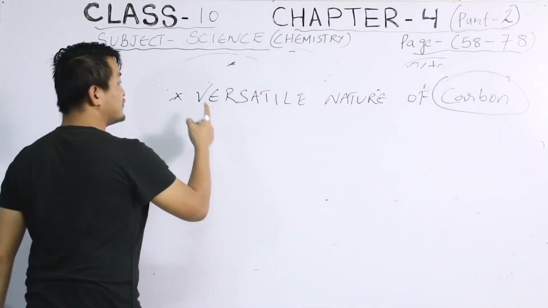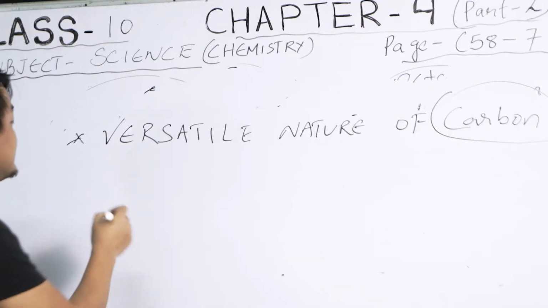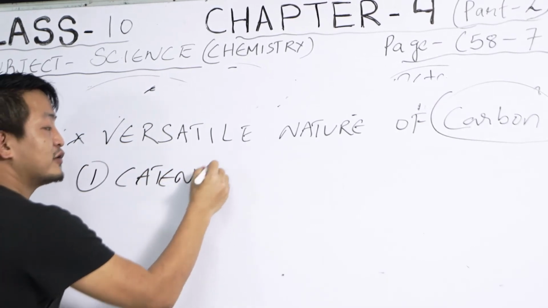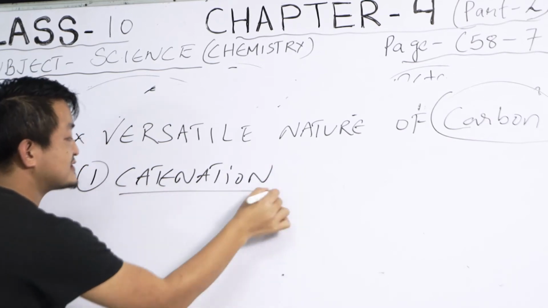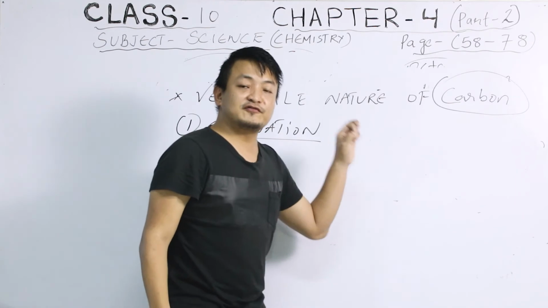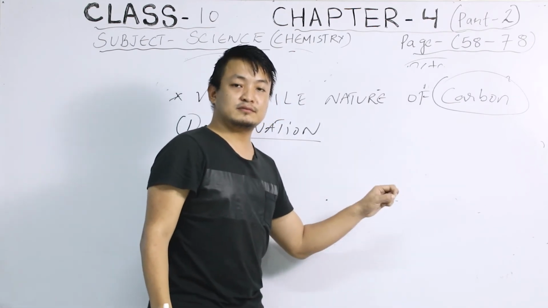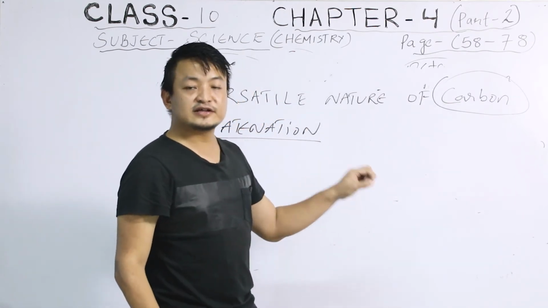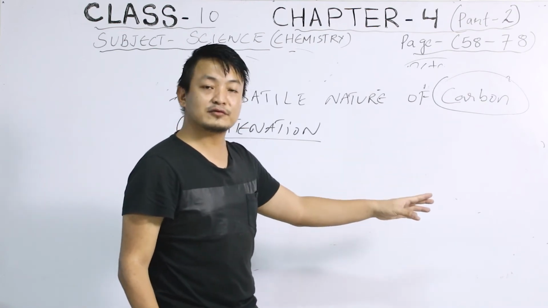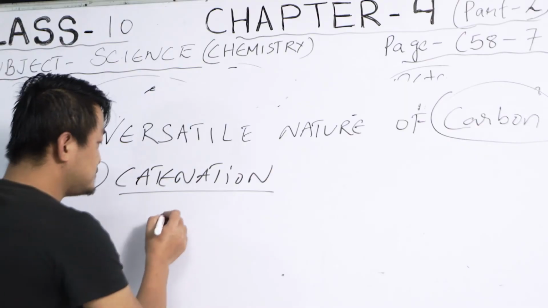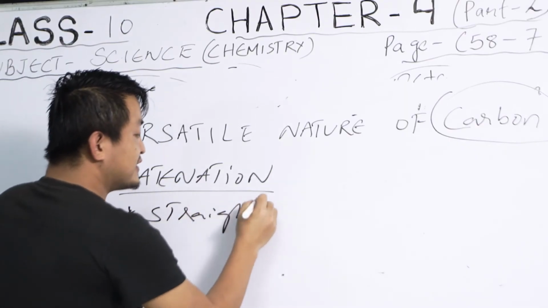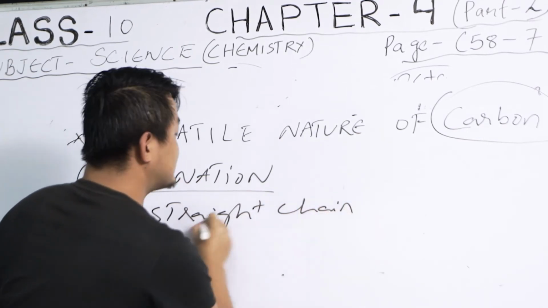Now, the first reason for the versatile nature of carbon is catenation. Catenation, I have already given you the definition in the last class, clear? But catenation is the self-linking property of carbon. Clear? The self-linking property of carbon. Now, see, just now I have shown you an example, right? One such example is straight chain.